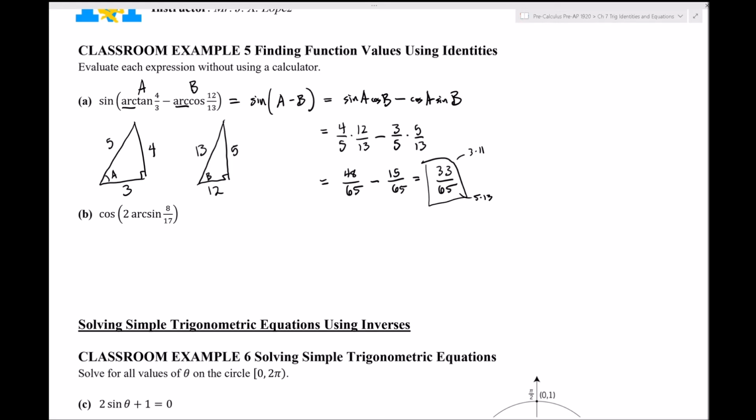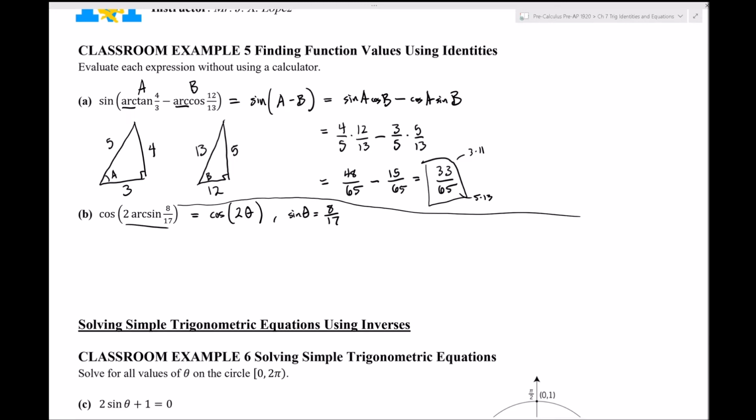Example B, you do this in a similar manner, except that it looks a little weirder. 2 times arc sine of 8 over 17. What you do is you take arc sine of 8 over 17 as an angle. We'll call it theta. And if that's the case, then sine of theta is equal to 8 over 17. And this is a separate problem than this stuff, so I'm going to separate those like that. So sine theta is 8 over 17.